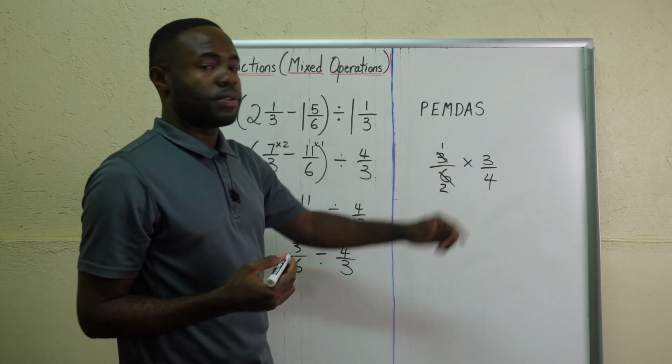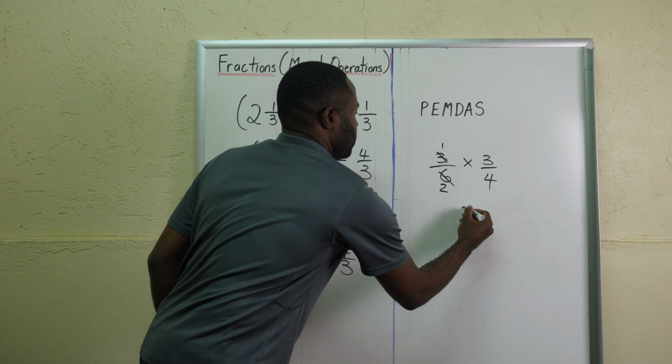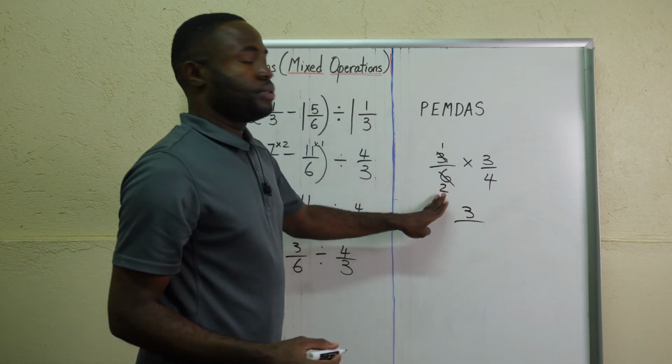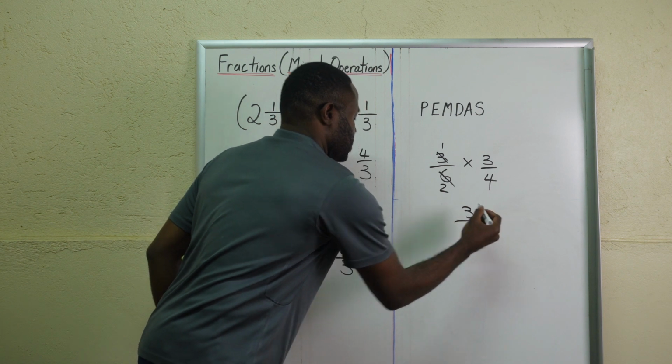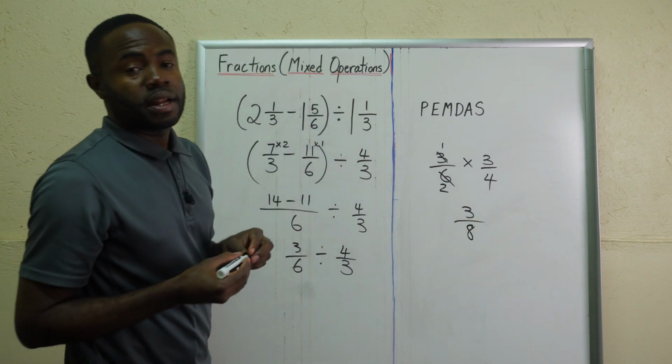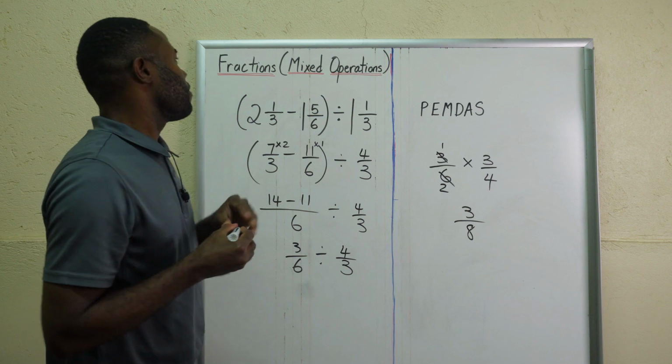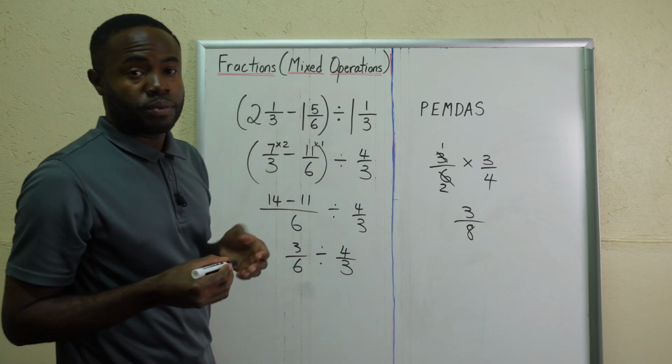So it's 1 times 3. That will give us 3. And then 2 times 4. That will give us 8. Now this will conclude this part of mixed operations working with fractions.